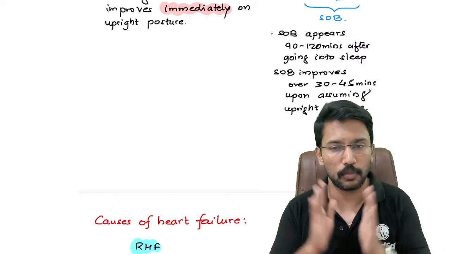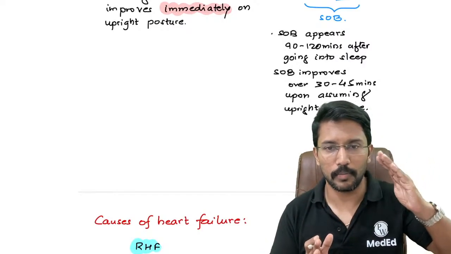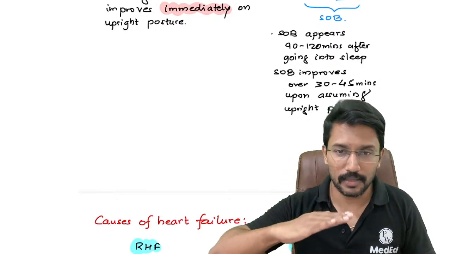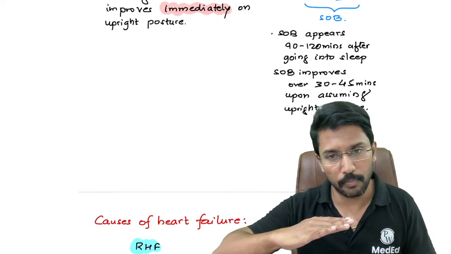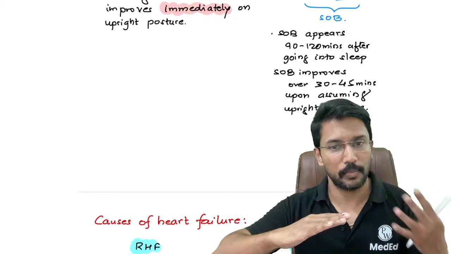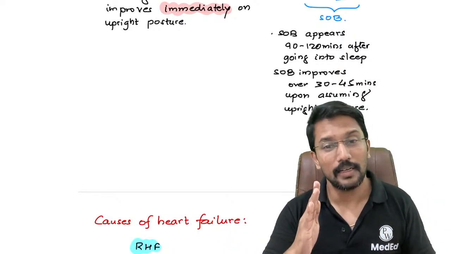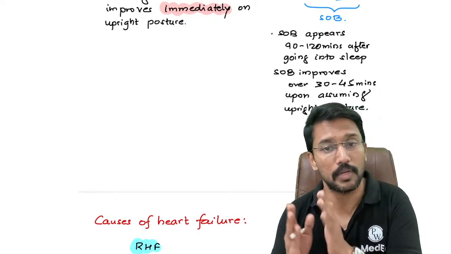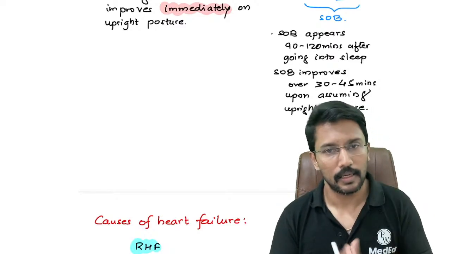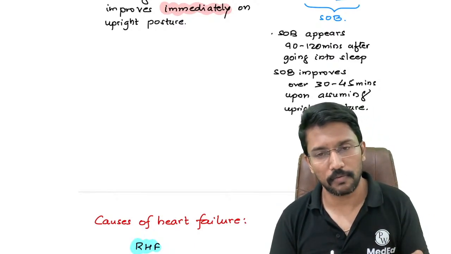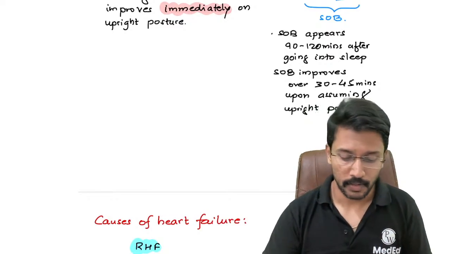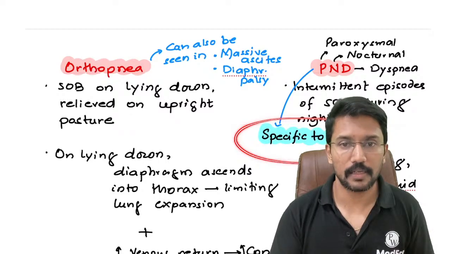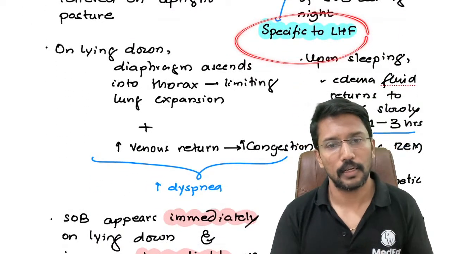So what is the difference between orthopnea and PND? Orthopnea: shortness of breath immediately on lying down, improvement immediately on upright posture. PND: shortness of breath 90 to 120 minutes after sleeping, and once the patient wakes up and takes an upright posture, relief 30 to 45 minutes later. So neither onset nor relief is immediate in case of PND. In orthopnea, both are immediate. Orthopnea is not specific for left heart failure. PND is the most specific clinical feature of left heart failure.